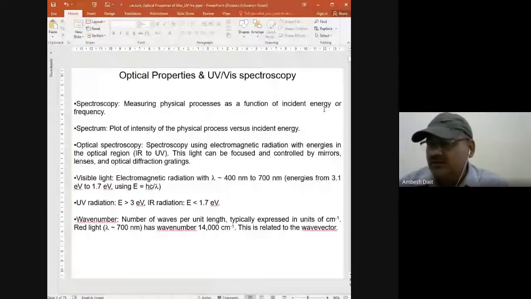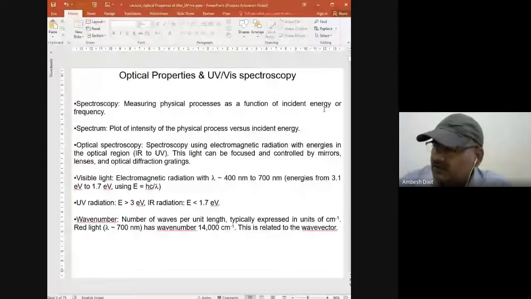So a spectrum, whenever you do spectroscopy, you are always going to collect a spectrum, right? A spectrum is nothing but, on the x-axis, you are changing your incident light frequency or energy. So you can say I plot energy on the x-axis, and on the y-axis what you collect: the number of photons coming out after interaction with the material.